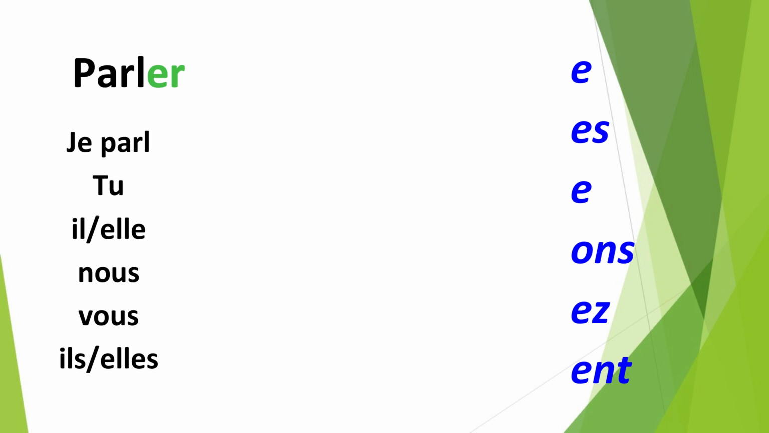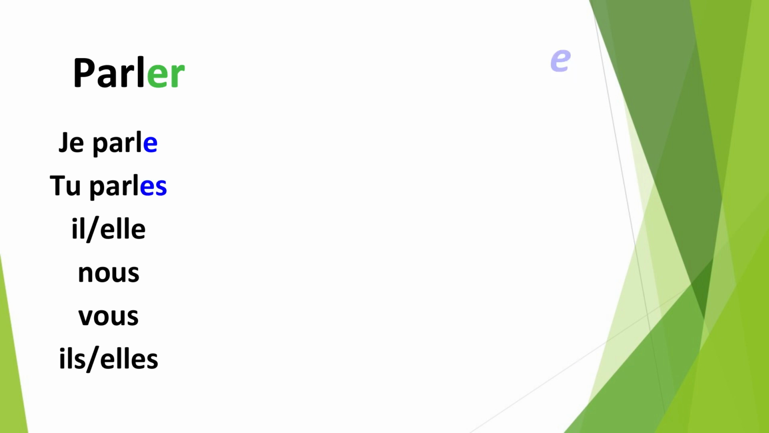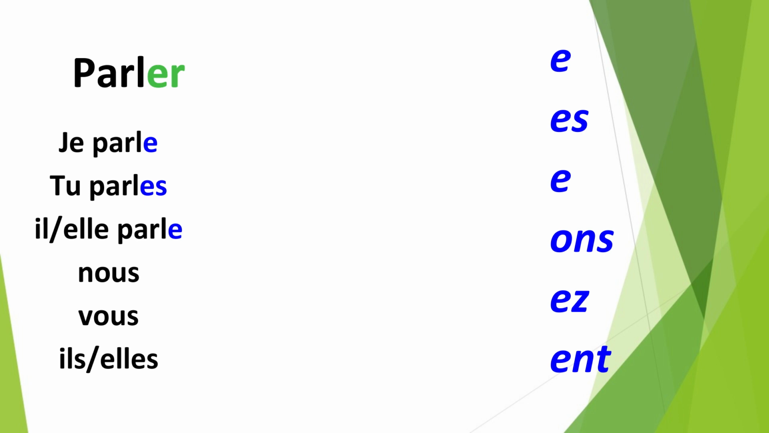So let's imagine, how to say I speak. You say je, write down PARL because you cancel the ER form, and put E at the end. So it becomes je parle. For the next one, you again eliminate ER, write down the remaining part, PARL, and put ES. These are the endings. You need to put down these endings sequentially one by one. The first one was E, the next one is ES, the third one, il, elle, he or she, you put PARL again and put E in place of ER.